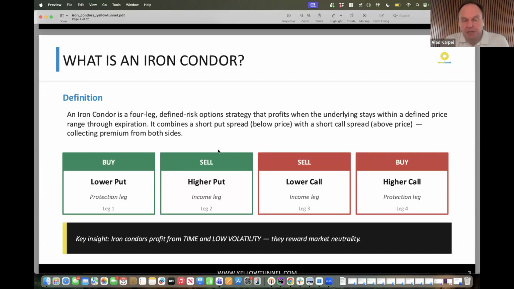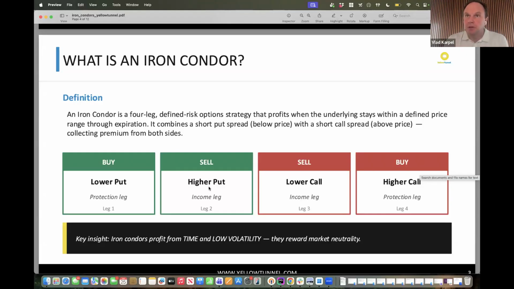So an iron condor basically consists of four legs, both puts and calls. It's a defined risk option strategy. The main point is that it profits when the underlying stays within a defined price range. It combines a short put spread and a short call spread. So the idea is that you sell premium. If you look at the put, you're selling the more expensive put.